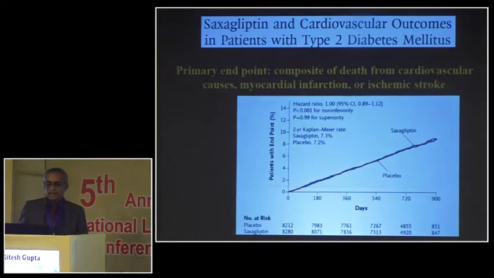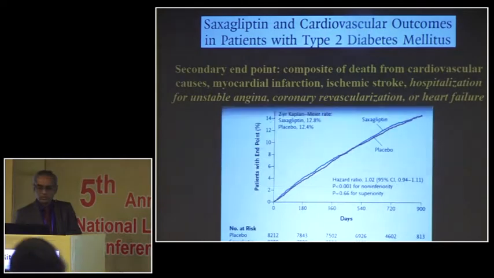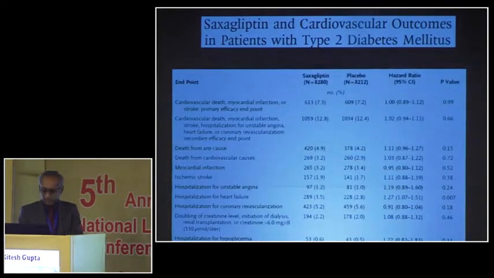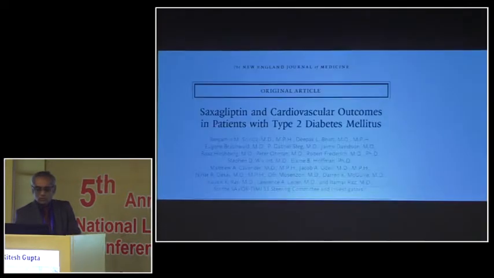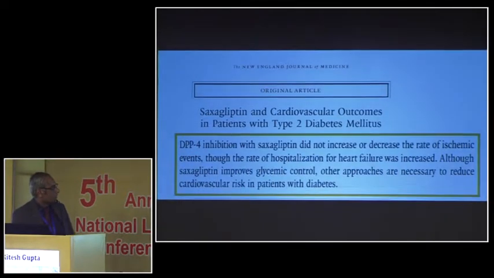And this is what was found, that the hazard ratio was 1. So there was no effect of the drug on the cardiovascular outcomes. Similarly, on secondary outcomes as well as on other outcomes. But importantly, as we are all aware, the hospitalization for heart failure was increased in patients who received saxagliptin. So the trial concluded that saxagliptin did not increase or decrease the rate of ischemic events, though the rate of hospitalization for heart failure was increased. Although saxagliptin improves glycemic control, other approaches are necessary to reduce cardiovascular risk in patients with diabetes. So this was about saxagliptin.